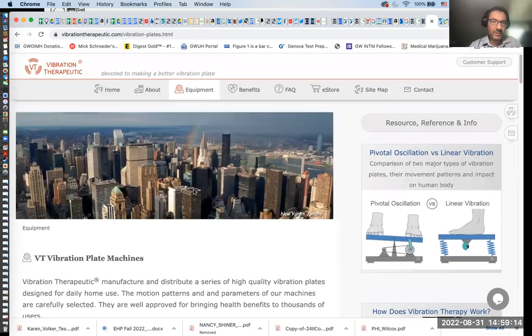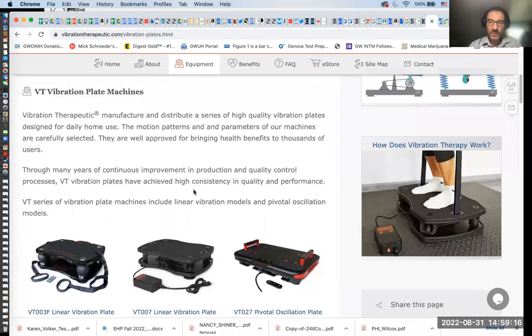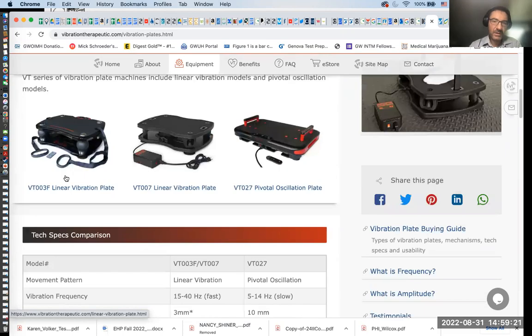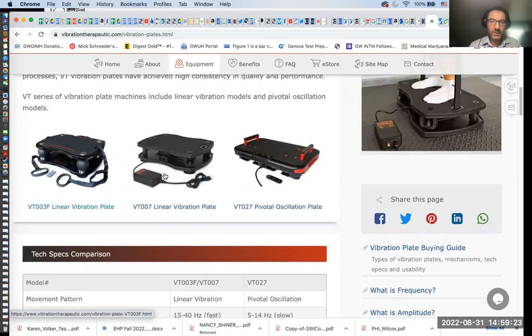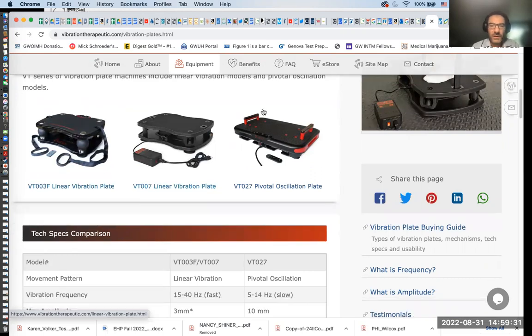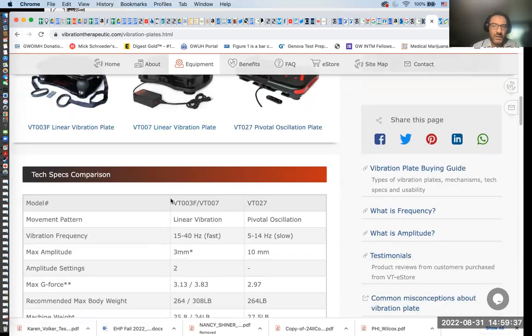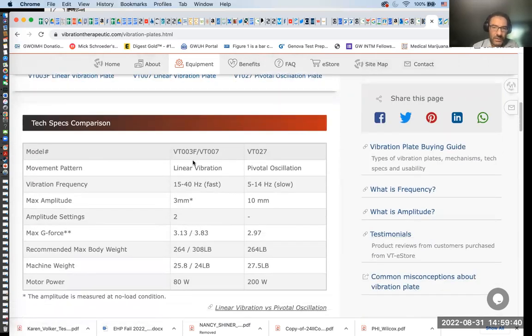So this is the vibration therapeutic. They have a couple of different machines. They have the one where you have these bands to hold on to, which is to stabilize yourself. You also have systems that are kind of softer and then also a little bit harder and a little bit different in price. We don't recommend this one. So it's a choice between these two platforms or plates. And they all go up to, the 3 and 7 go up to 40 Hertz. And this is really important.